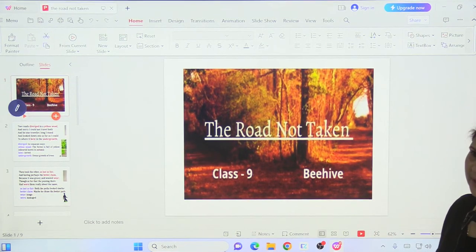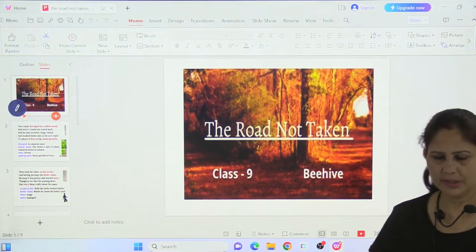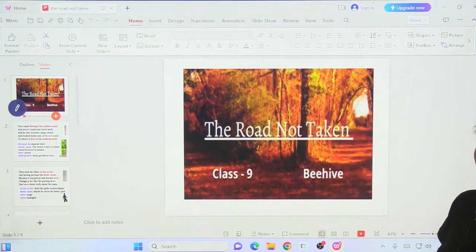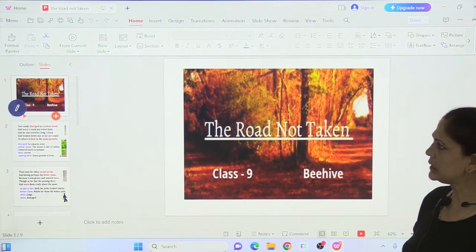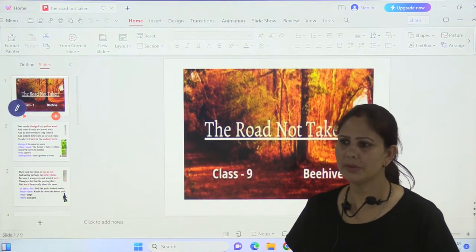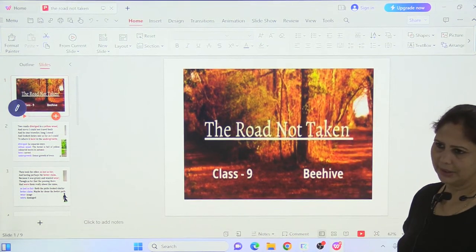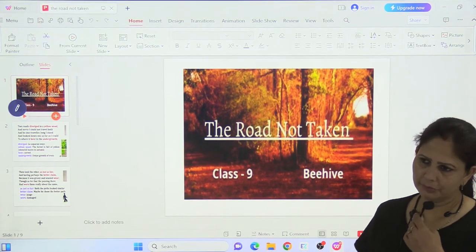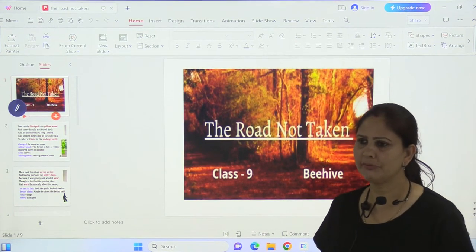Okay, good evening, children. Today we are going to take two topics from your Beehive book. The first one is The Road Not Taken. This is a poem written by Robert Frost. You must have read it already. Can you tell me anything about Robert Frost? What kind of a poet is he? What kind of poetry has he written?